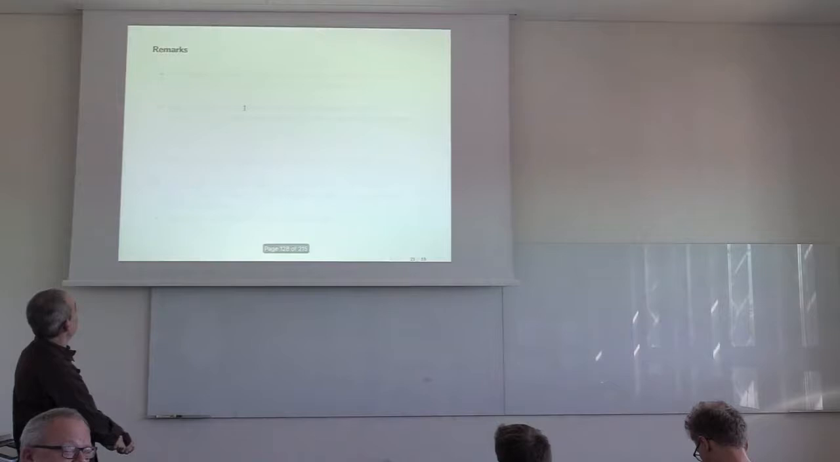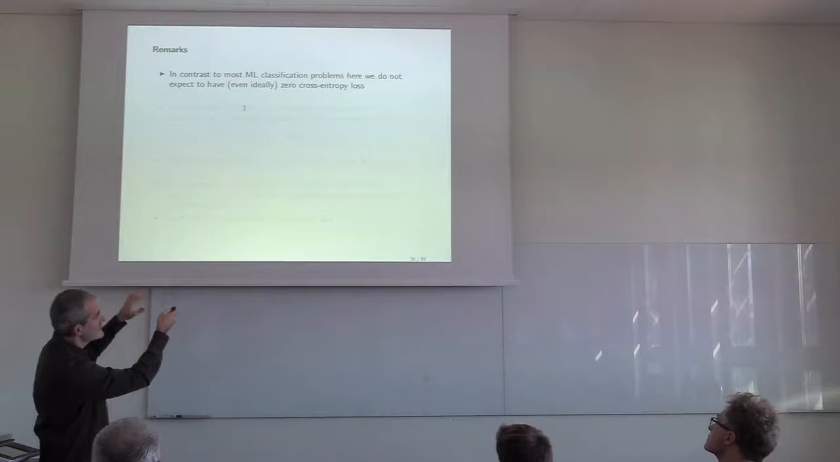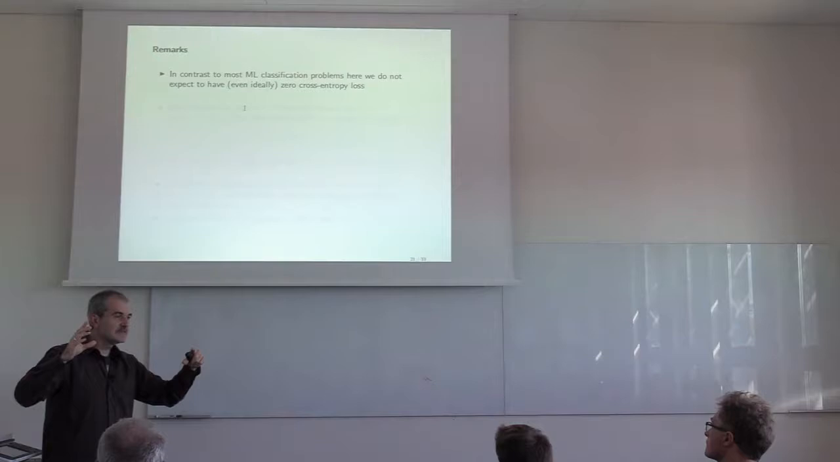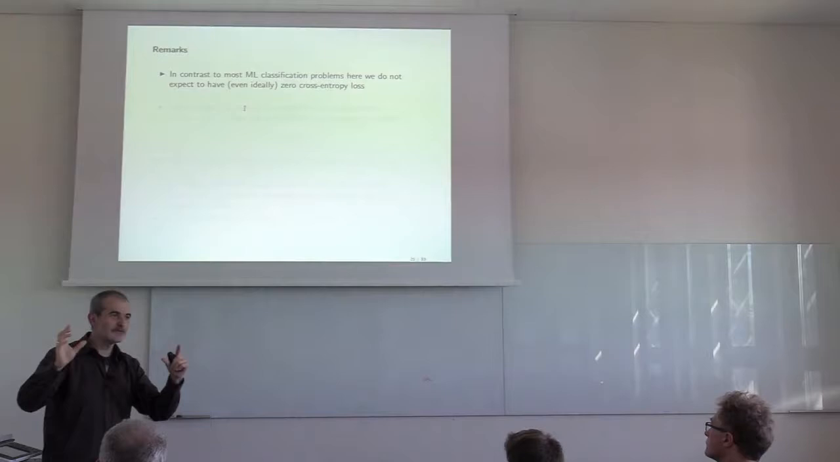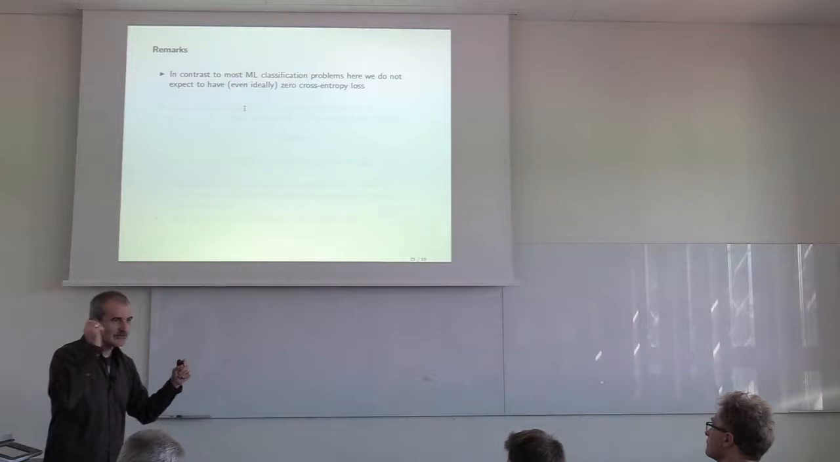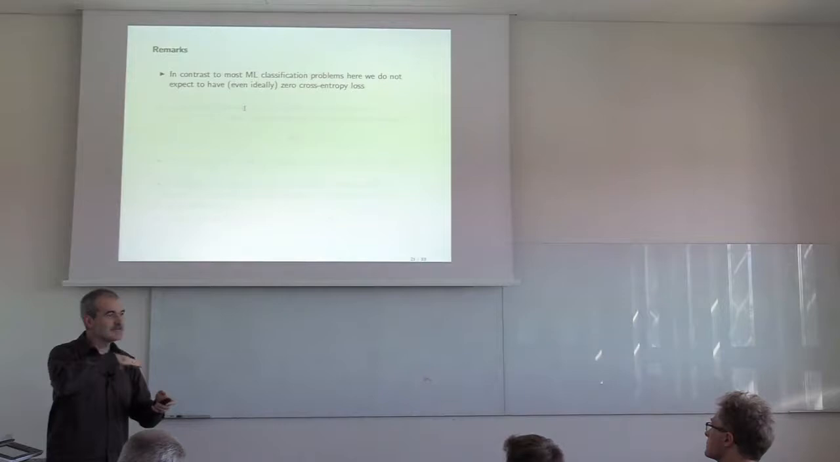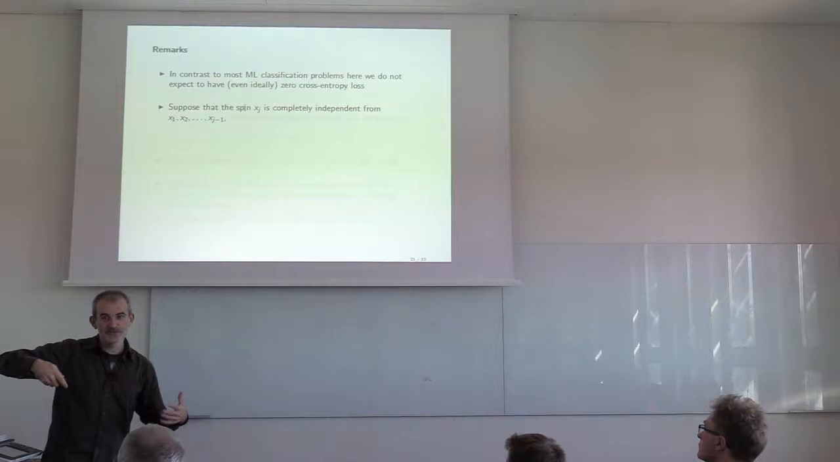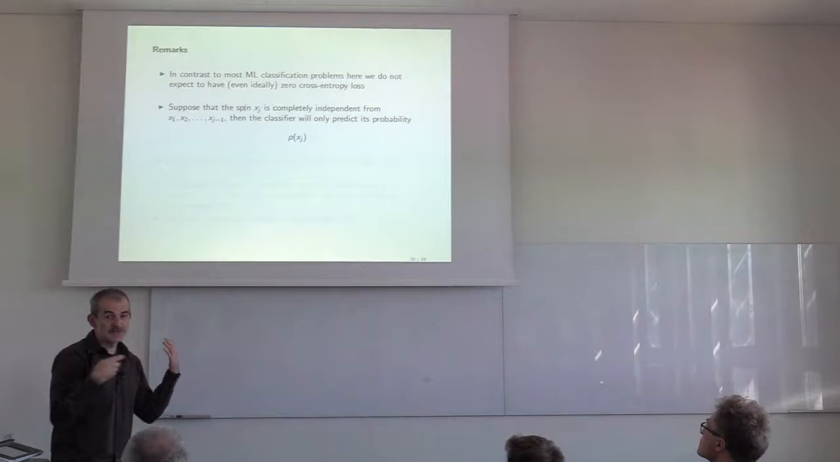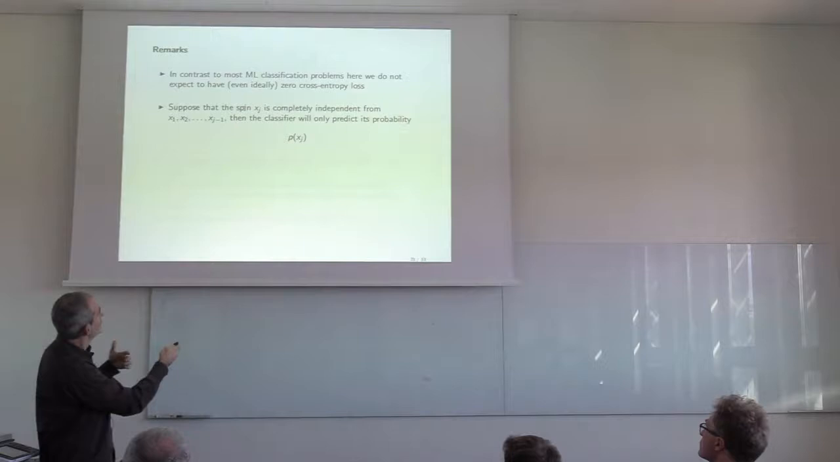So first, one difference with conventional machine learning is that usually when we have problems like images of cats and dogs, they have a definite answer. If we have an image, we know that there's a cat inside or it's a dog. Therefore, we would say that an ideal classifier would always have cross entropy loss zero because it would just identify a bus or a tree or a cat or a dog. Here it's not so, because suppose the spin xj is completely independent from the previous spins. It may happen to be like that. Then the classifier can only predict its probability irrespective of those values, so the cross entropy loss, the contribution of the spin xj, will be just its entropy.